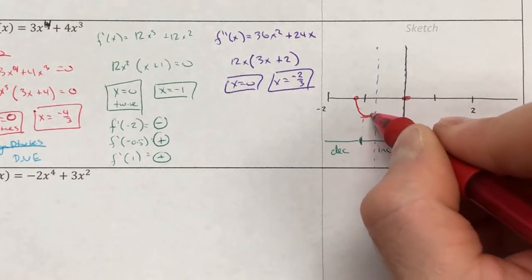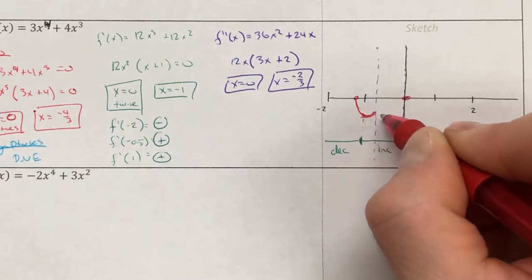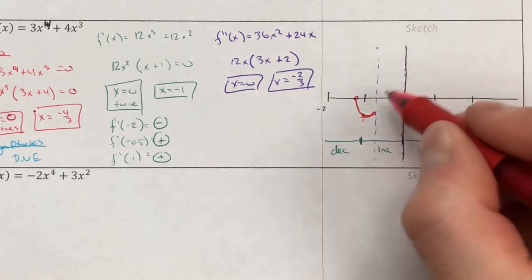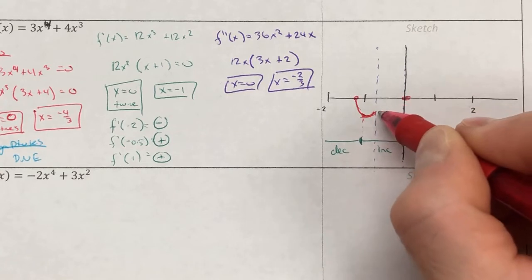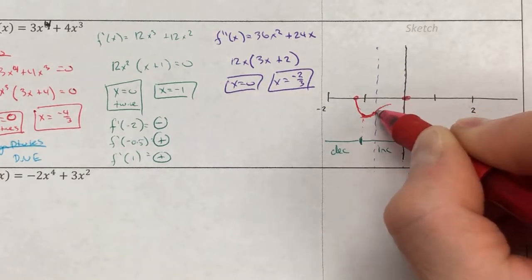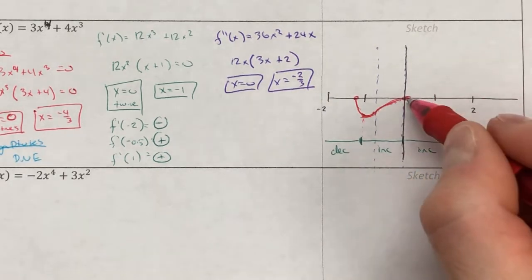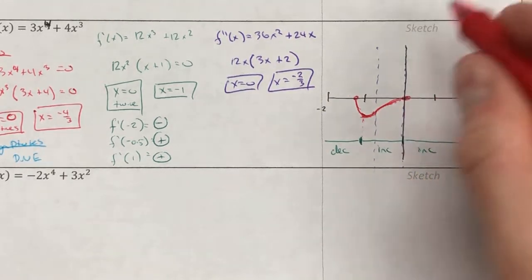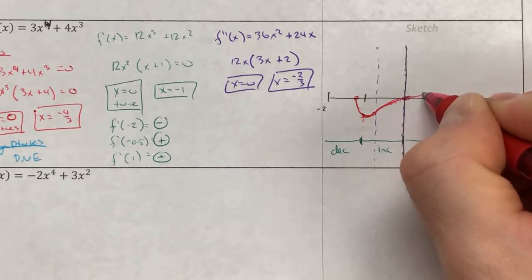So it's going to go from concave up, where it's a nice little bowl shape, to the other type of curve, where it's curving down. And it's going to curve down all the way until it hits that 0, where again it's going to change concavity, and it's going to start curving up once again.